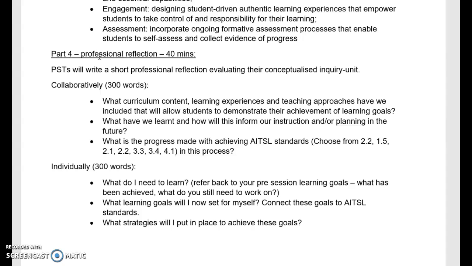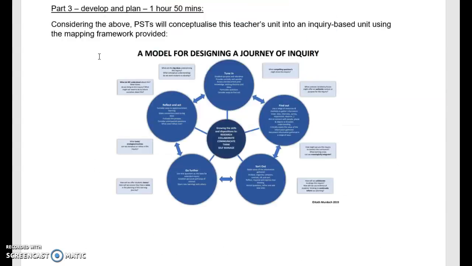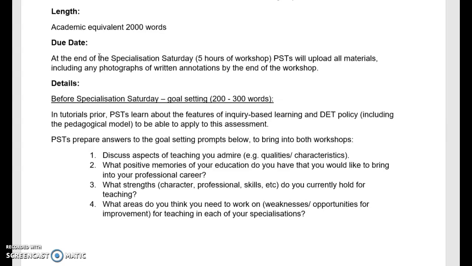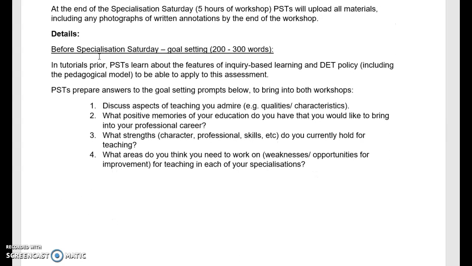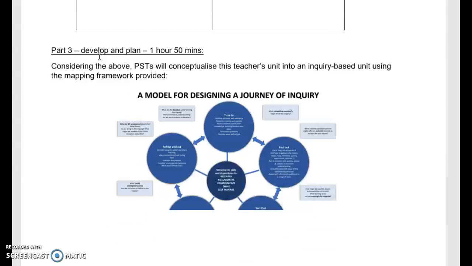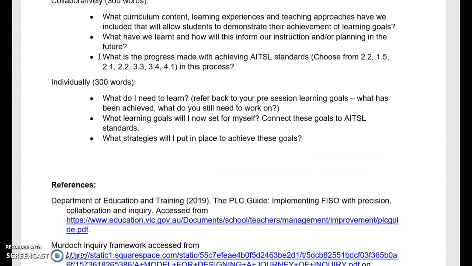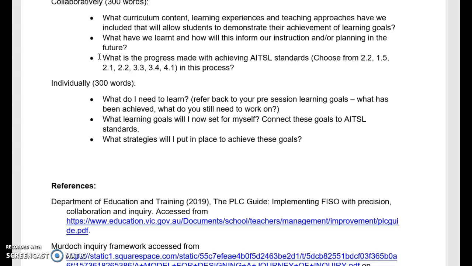Now, individually, what do I need to learn? So this is really identifying a gap in your knowledge or your skill set with reference to your initial goal setting. So going back to your homework that you had to do to bring into the workshop, you can refer back to that. So what do you need to improve on, and why is this important for your own professional development?